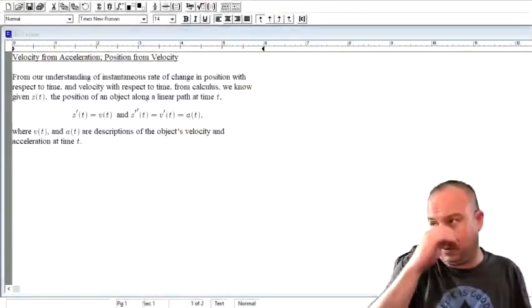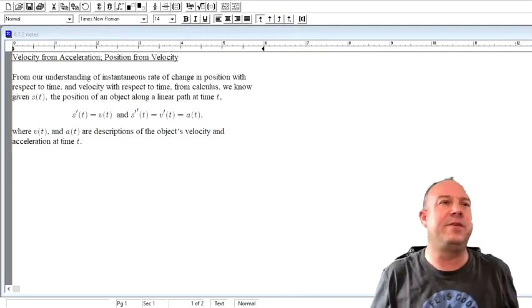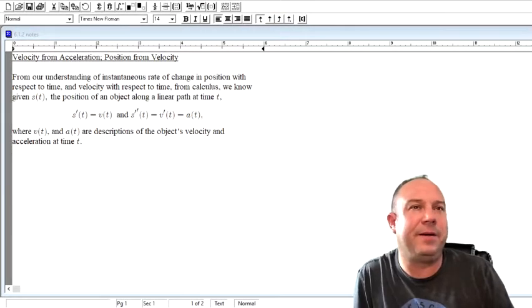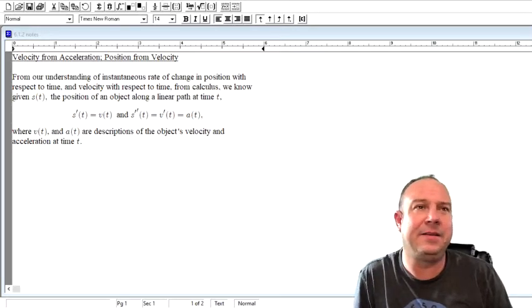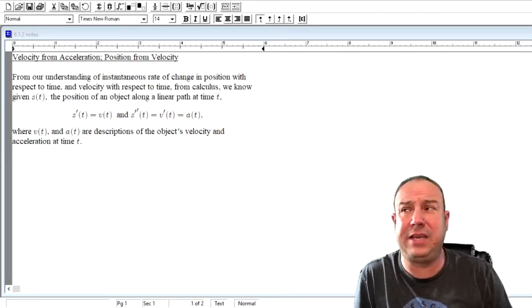Let's see here. Velocity from acceleration and position from velocity, folks. Those are the next couple of topics we want to get into here. Let me pull those notes up and let's get through this. It's been a long day for me, and I've got a lot more of these to do for you this week and this semester.